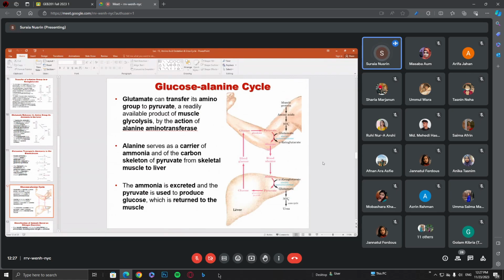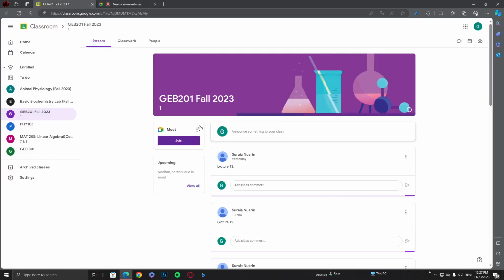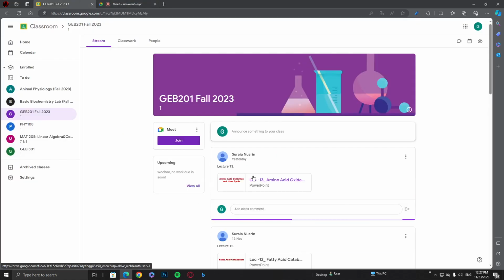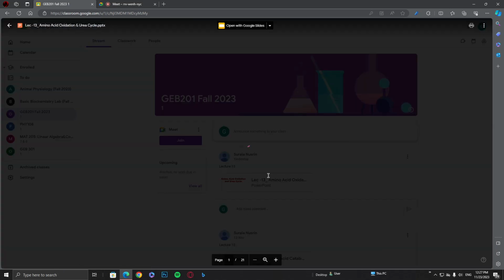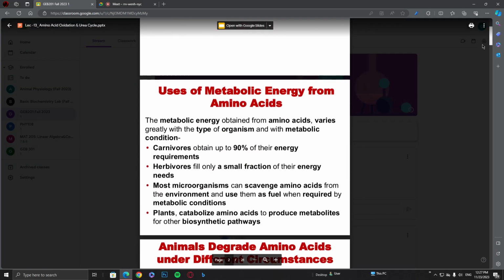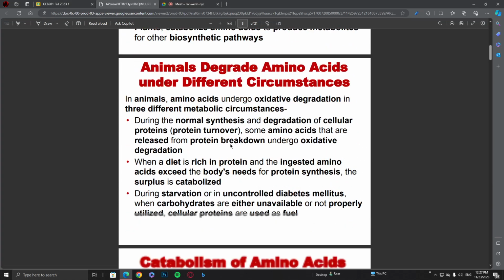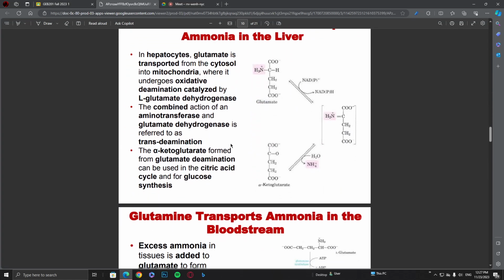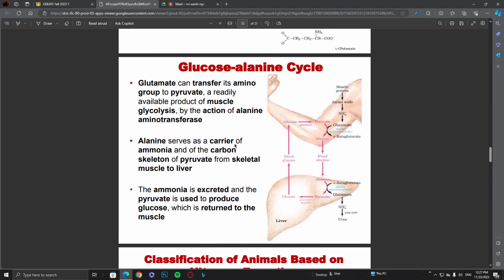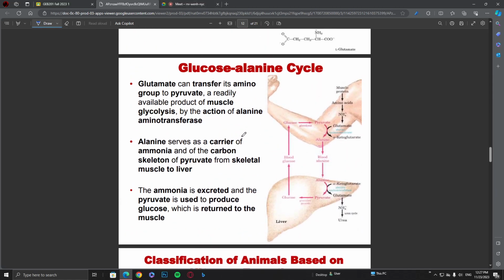So what happens in the muscle? We know muscle is made up of protein, and when the protein is degraded, we get amino acids. The amino acids then release the amino group to the pyruvate, which is generated by the glycolysis of glucose. So pyruvate receives the amino group and becomes the amino acid alanine by the enzyme alanine aminotransferase.